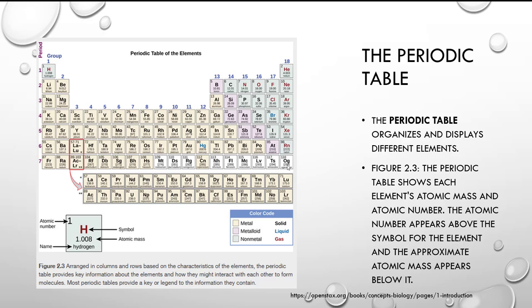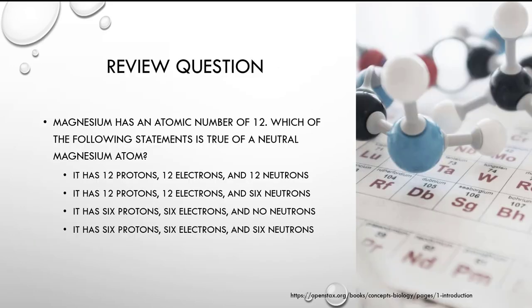Okay, and we'll go more into detail of what's stable and the reactions in a bit. But first, let's do a couple review questions, okay? Just to make sure we're understanding the atoms and elements themselves. So magnesium has an atomic number of 12. Which of the following statements is true of a neutral magnesium atom? Is it, it has 12 protons, 12 electrons, and 12 neutrons.